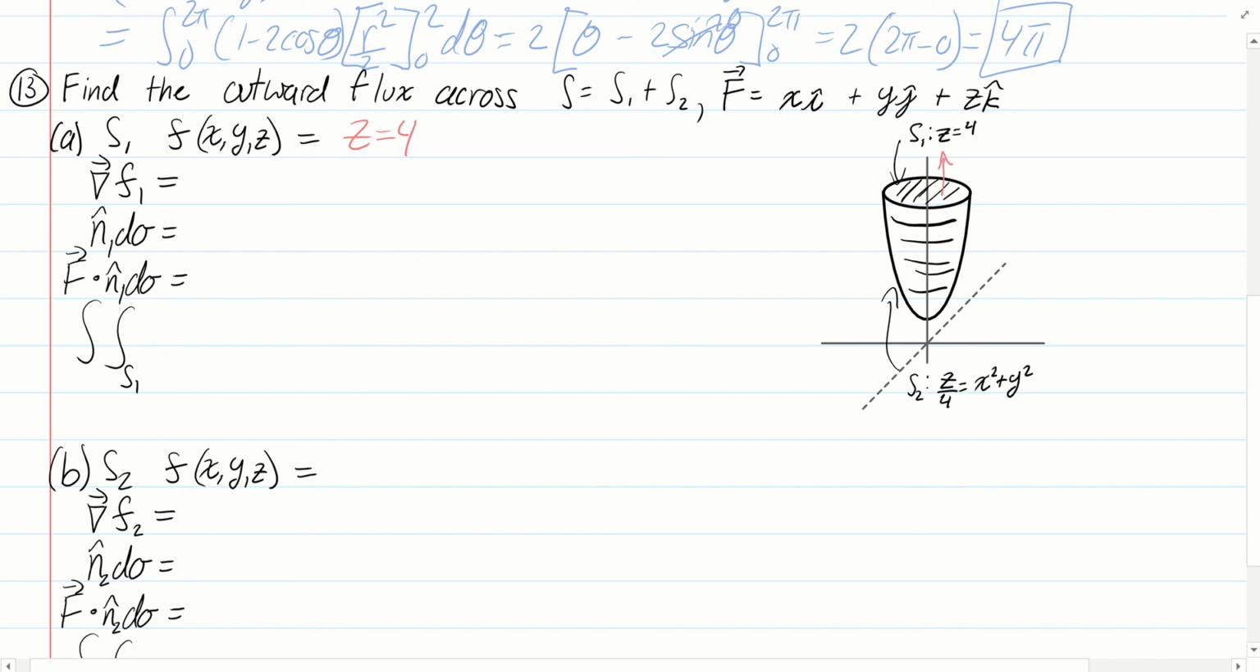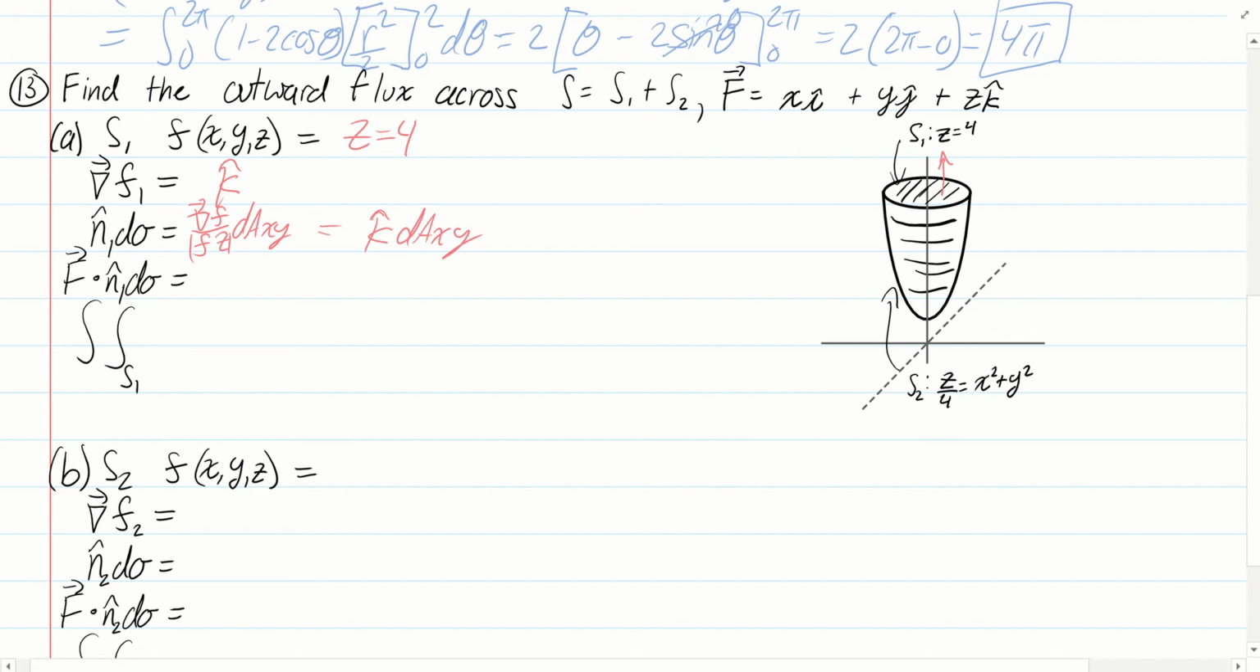So when we do del F, we want to make sure that we get a positive k here, which we do, because we do the partial of F with respect to x, i, which is 0, y, j, which is 0, and then z, which is 1 times k. Now n hat d sigma, remember that is del F over the magnitude, in this case Fz, dAxy, which will just equal k dAxy.